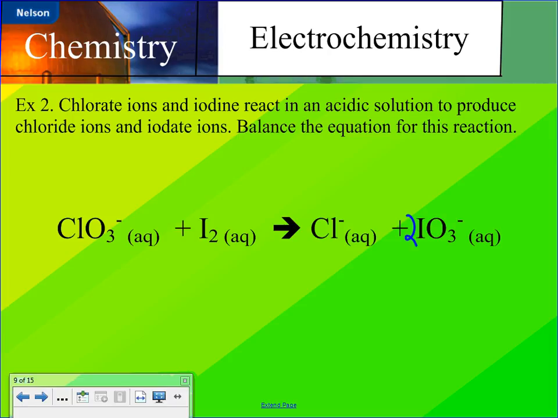So start with the obvious ones like I2. That's an element, it's 0. Cl minus is a monoatomic ion, so it's -1. And then we can assign the oxygens. For the chlorate ion, the net charge is -1. So 3 times -2 for the oxygen gives me -6. So the chlorine's got to be +5 to give me a net charge of -1.